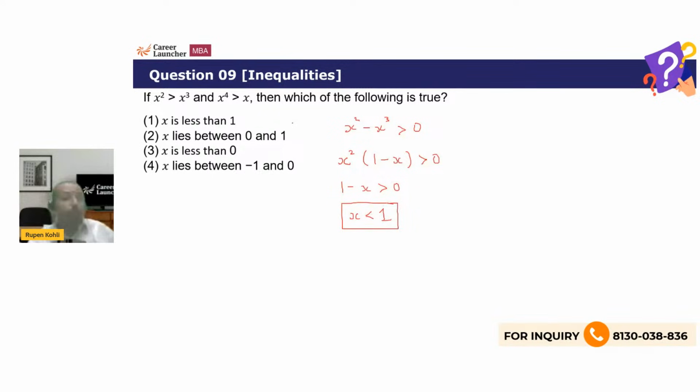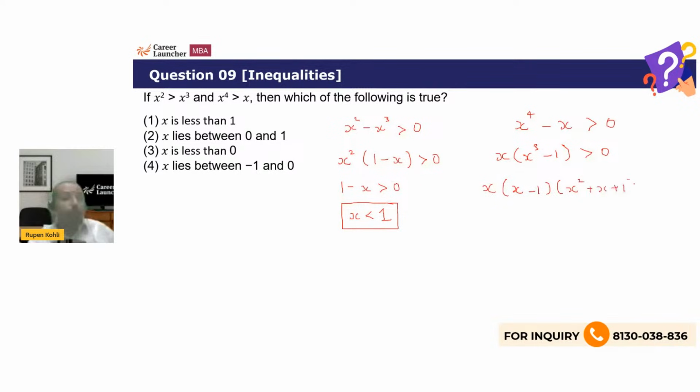Let's come to the next one. x power 4 is more than x. Again, always take terms on one side. x power 4 minus x is positive, so x into (x cube minus 1) is positive. अब यहाँ पर x square नहीं है, x है, so we won't ignore that. X cube minus 1 का factorization we all know. A cube minus B cube is (A minus B)(A square plus AB plus B square). So x cube minus 1 is (x minus 1)(x square plus x plus 1).